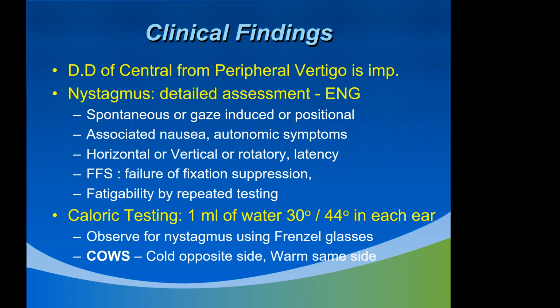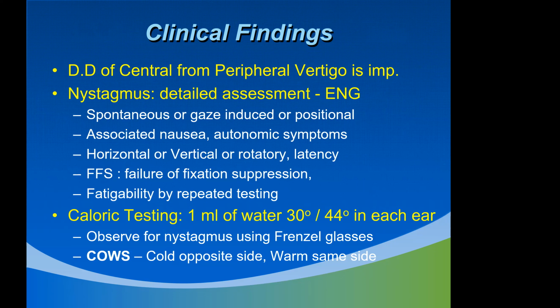So, first assessment will be all the clinical information we have to see and differentiate peripheral from the central. And how do we do that? Nystagmus and caloric testing. Nystagmus, is it spontaneous? Is it gaze-induced? Gaze-induced means when you ask him to look at a particular side only, it is getting. Or is it positional? That means when he's lying down or sitting or standing, in which particular position. Is it associated with nausea, autonomic symptoms? Is it horizontal? Is it vertical? Or is it rotatory? Is there failure of fixation suppression and fatigability?